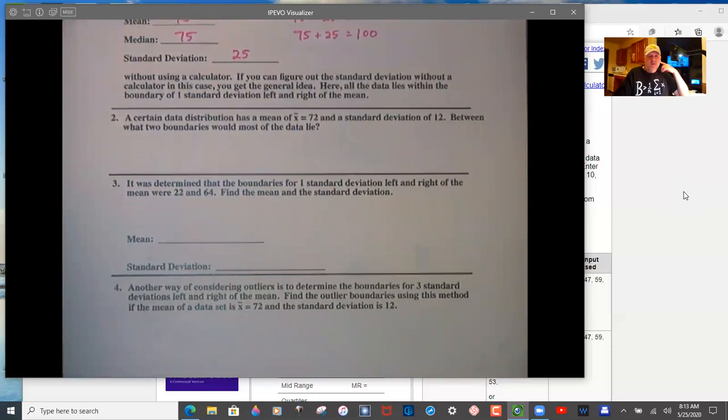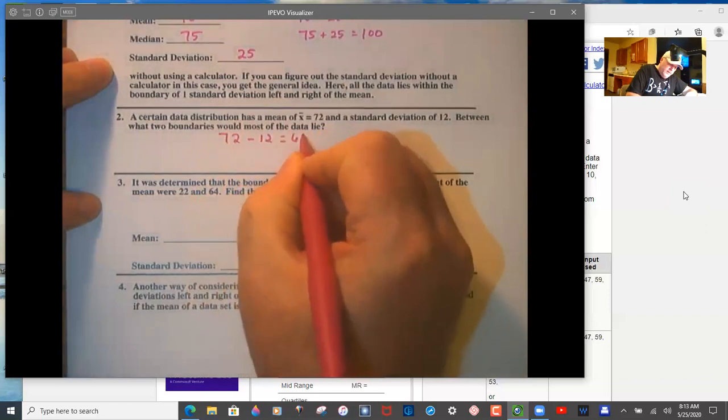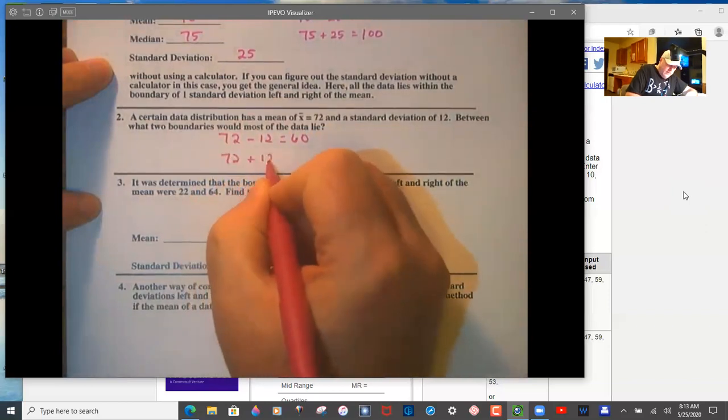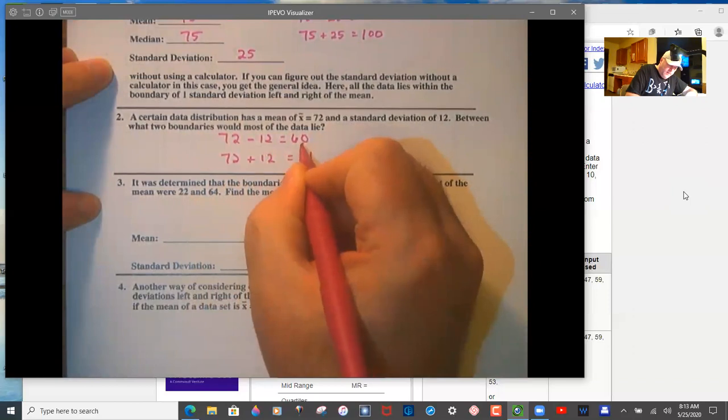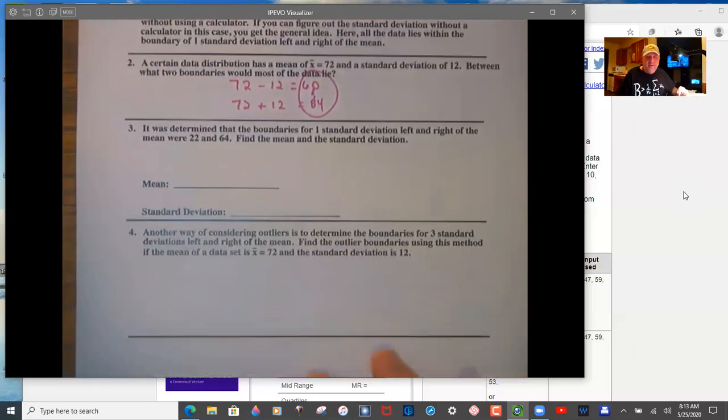So number 2, a certain data distribution has a mean of 72 and a standard deviation of 12. Between what 2 boundaries would most of the data lie? So you're subtracting and adding 1 time. So 60 and 84. It's really easy to add and subtract. Nothing hard about it at all.